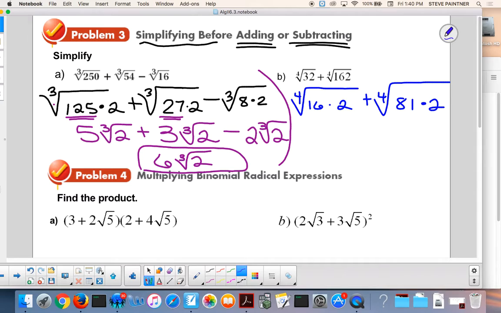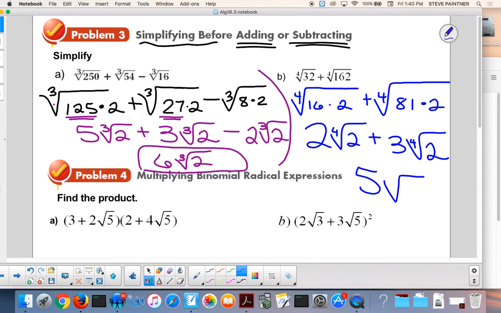What is the fourth root of 16? 2. So 2 times the fourth root of 2, plus 3, because the fourth root of 81 times the fourth root of 2. Now you have the same index, the same radicand. You're allowed to add now. Answer? 5 times the fourth root of 2. There it is. Good?